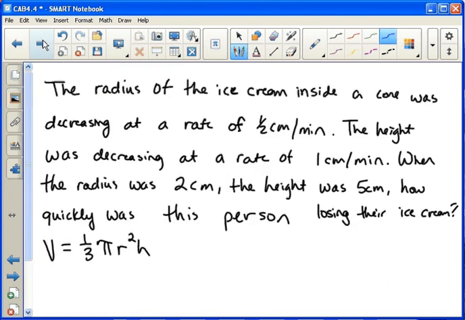Next example, we have the radius of the ice cream inside of a cone was decreasing at a rate of half a centimeter per minute. The height was decreasing at a rate of 1 centimeter per minute. When the radius was 2 centimeters, the height was 5 centimeters. How quickly was this person losing their ice cream?